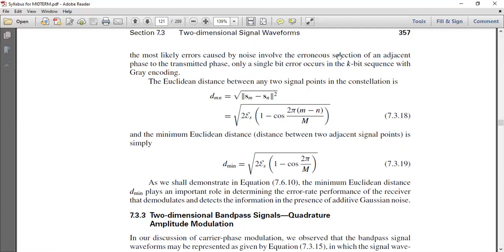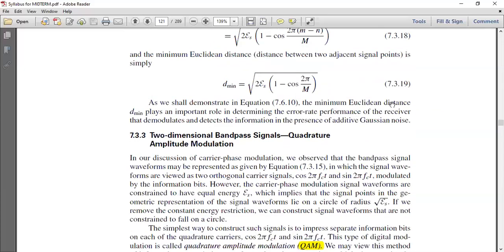So we have covered now one-dimensional and two-dimensional modulation schemes, mainly PAM and PSK, phase modulation schemes. So PAM and then the PSK and its variants. Now we move towards another two-dimensional band pass signal, which is called QAM, quadrature amplitude modulation.